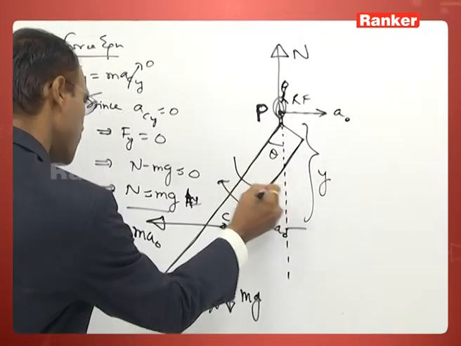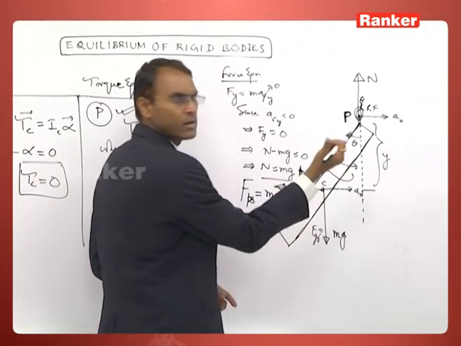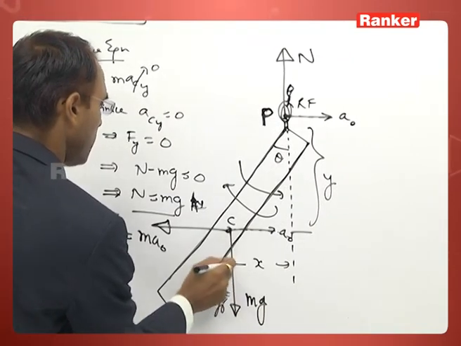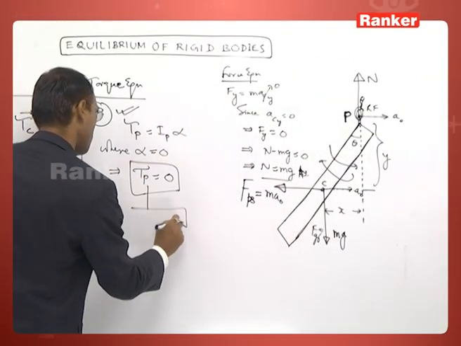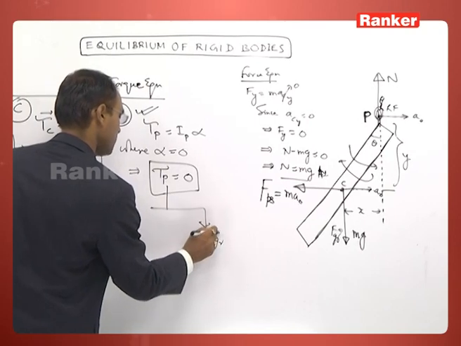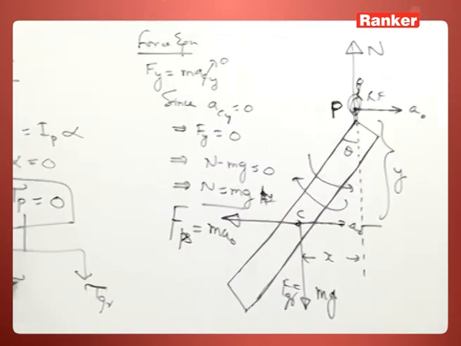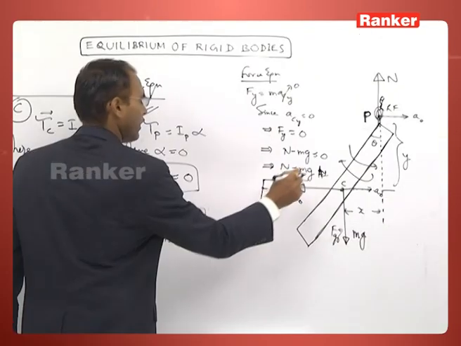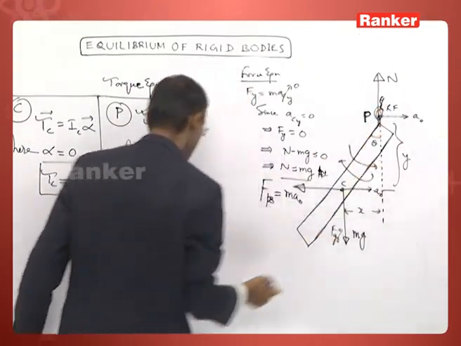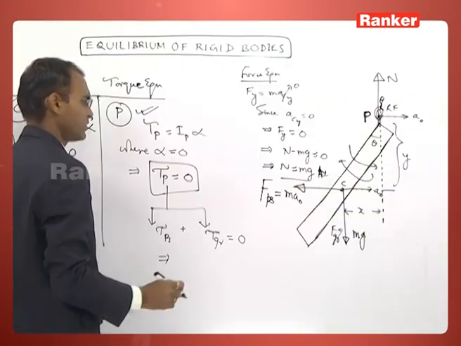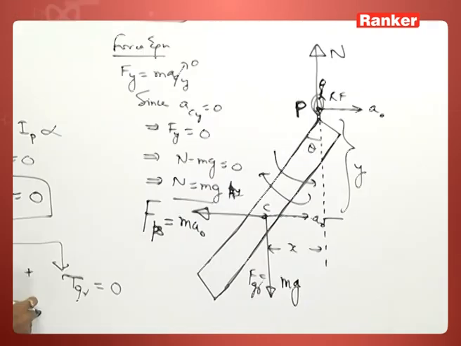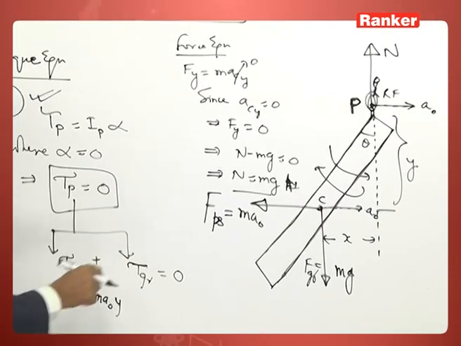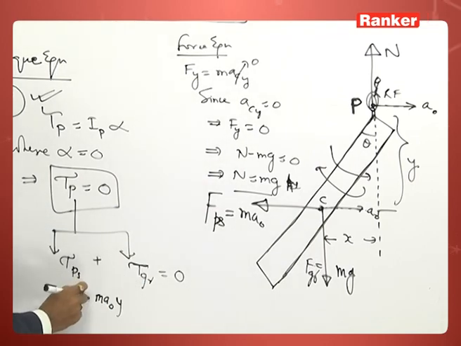Gravity tends to rotate the rod in the anticlockwise direction. So torque due to gravity plus torque due to pseudo force, and torque due to normal reaction will be equal to 0. The pseudo force torque will be m a naught into this distance y, in which direction, minus k cap.